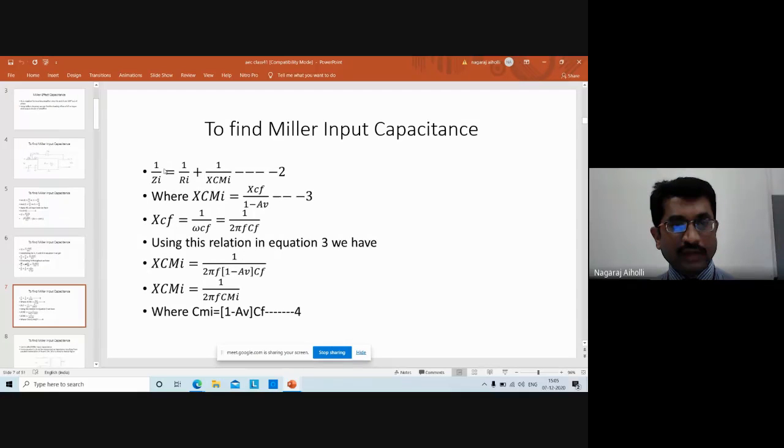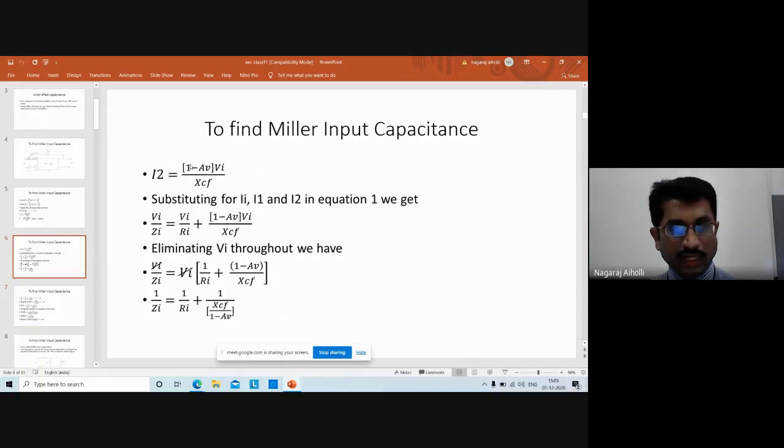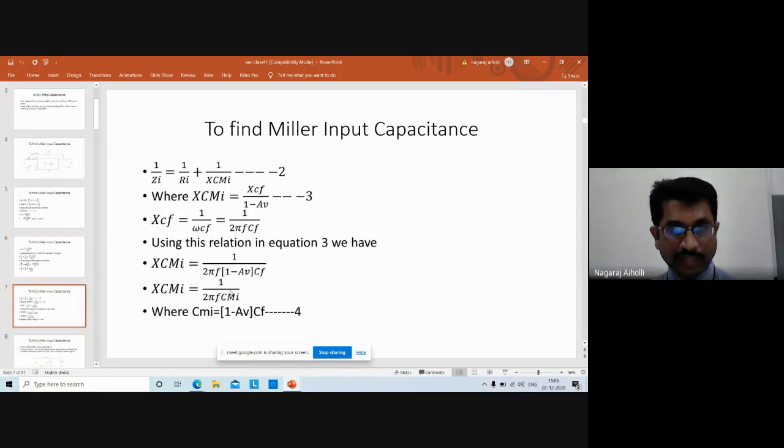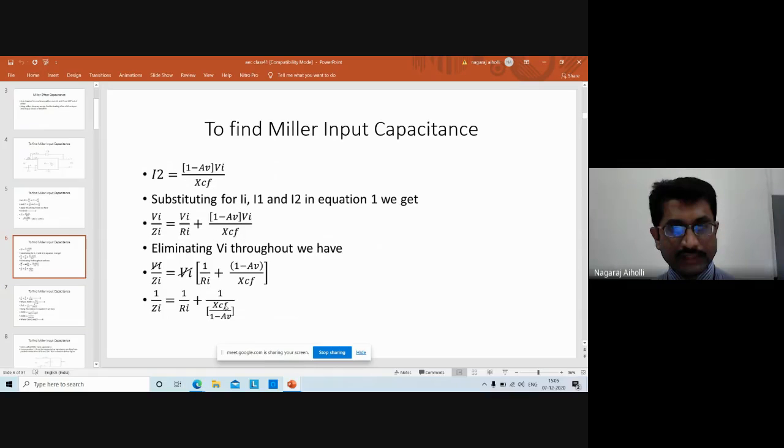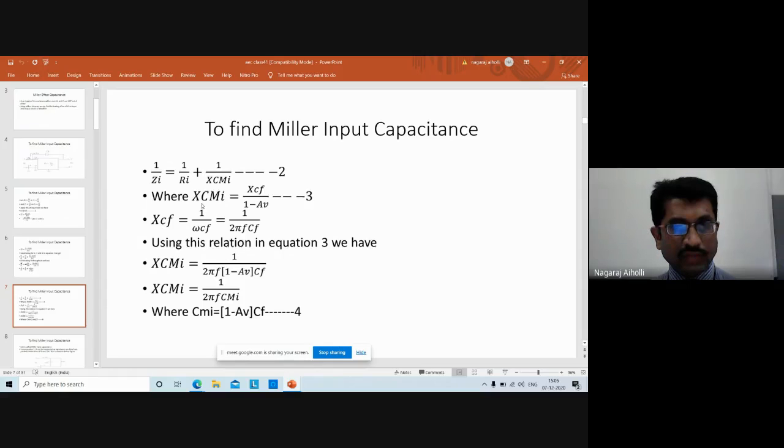I am writing it as 1/Zi = 1/Ri + 1/XCMi. What is XCMi? XCMi is this term, that is XCF/(1 - Av). Therefore, XCF is equal to 1/(ωC). That is 1/(2πfCF).